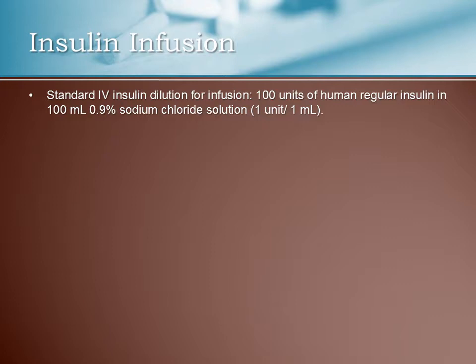Insulin may be administered intravenously to treat individuals with extremely high blood glucose levels. Most intravenous protocols use regular insulin. However, several of the rapid-acting insulins, such as insulin aspart and insulin glulisine, may also be infused intravenously. Standard IV insulin dilution for infusion is usually 100 units of human regular insulin in 100 milliliters of 0.9% sodium chloride solution. So in other words, you have the ratio of 1 unit to 1 milliliter.